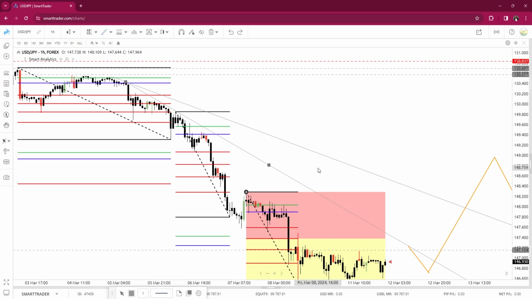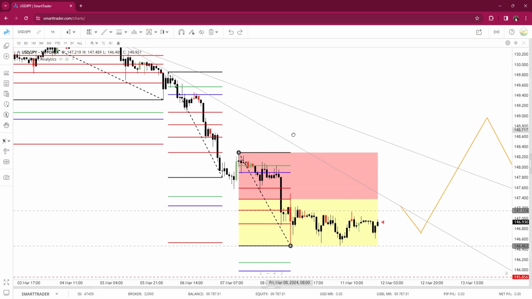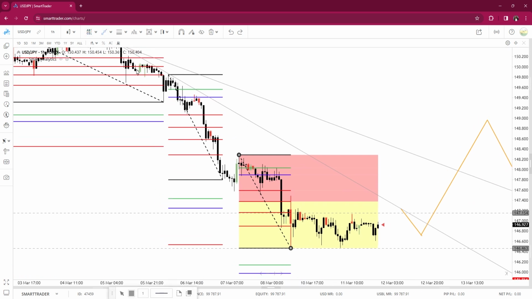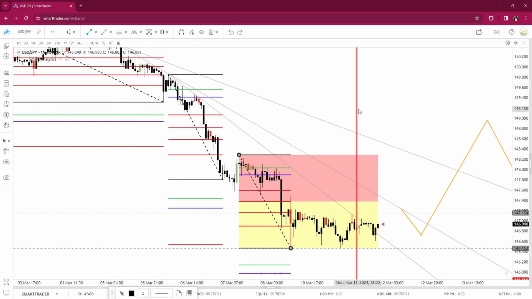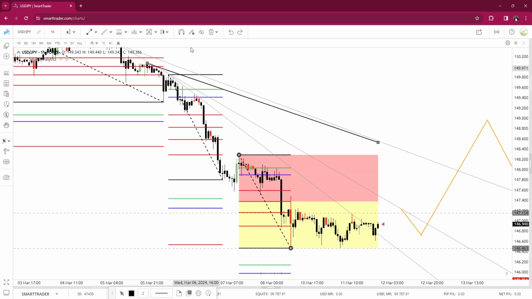Okay. Where's that last touch? I think it was here. And so I want to make sure that's right. So I'm going to go grab my smart trend line and I'm going to click above my last high. And it ain't giving it to me. Let me go down to the 15.